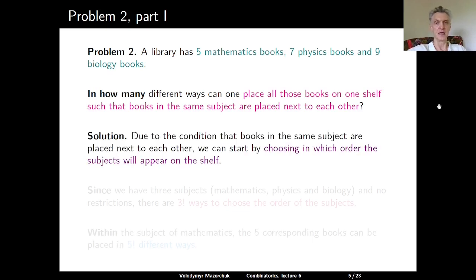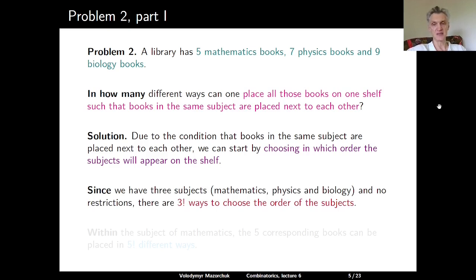Solution. Due to the condition that books in the same subject are supposed to be placed next to each other, we can start our placement by choosing in which order the subjects will appear on the shelf. We have 3 subjects, mathematics, physics, and biology, and no restrictions, so there are 3 factorial different ways to choose the order of subjects as they will appear on the shelf.